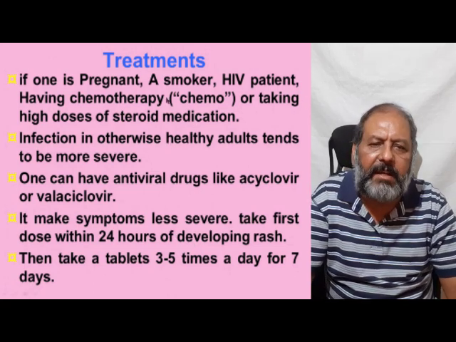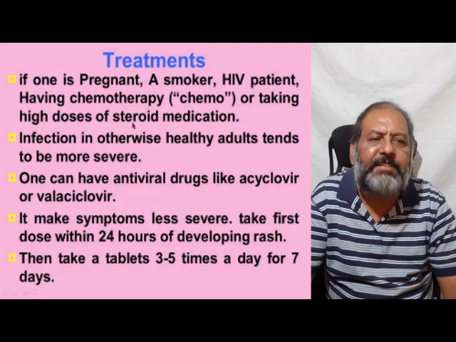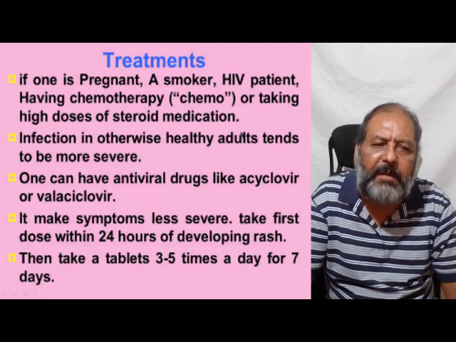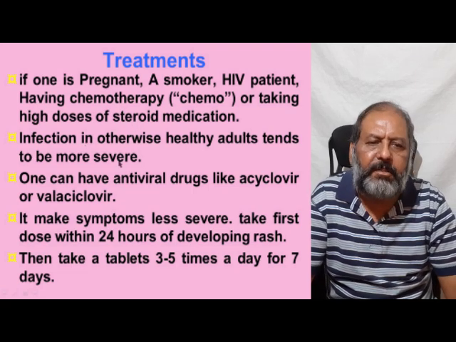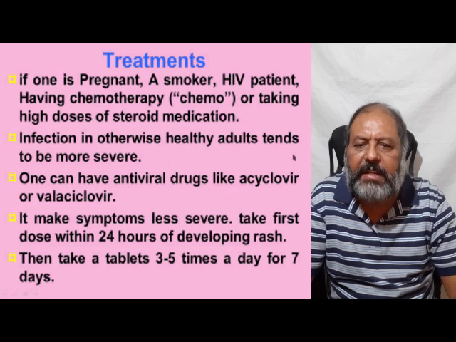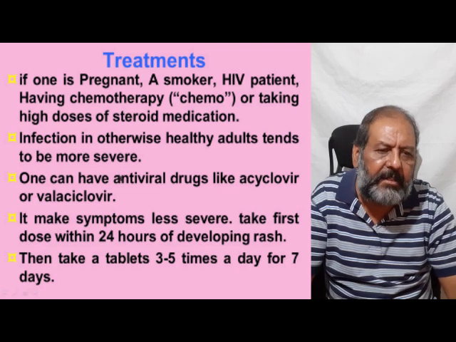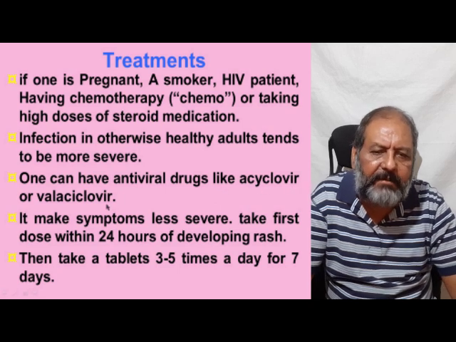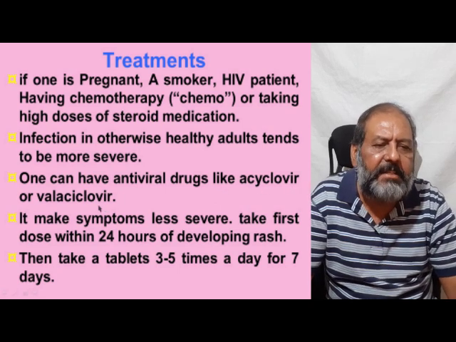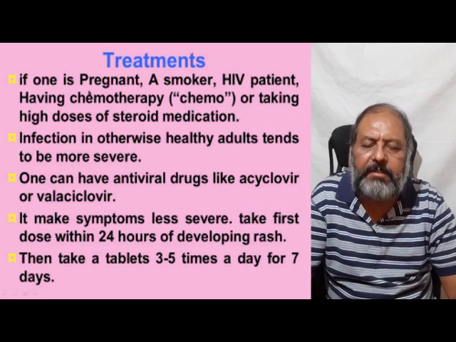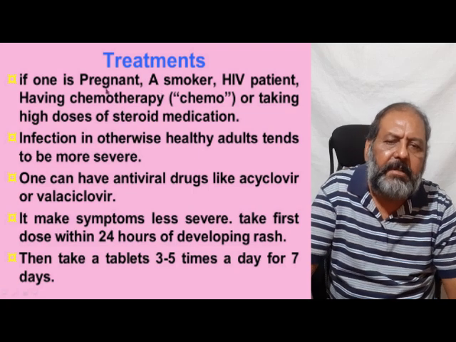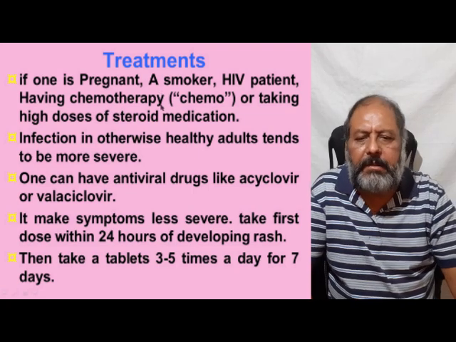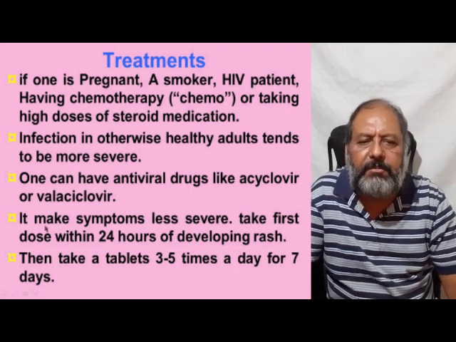If one is pregnant, a smoker, an HIV patient, having chemotherapy, or taking high doses of steroid medication, infection tends to be more severe than in otherwise healthy adults. So one can have antiviral drugs like acyclovir or valacyclovir, or one can have the immunoglobulin to avoid serious complications.